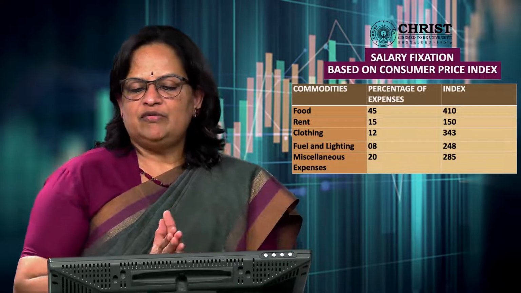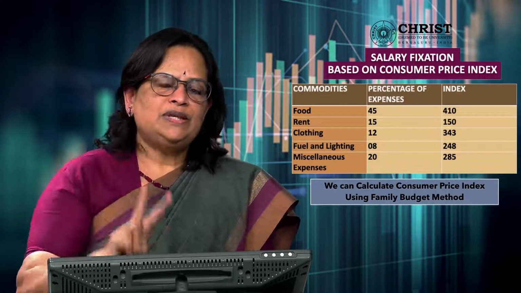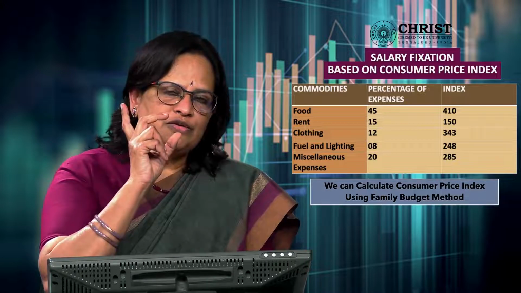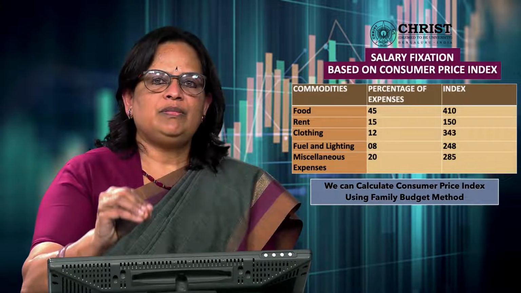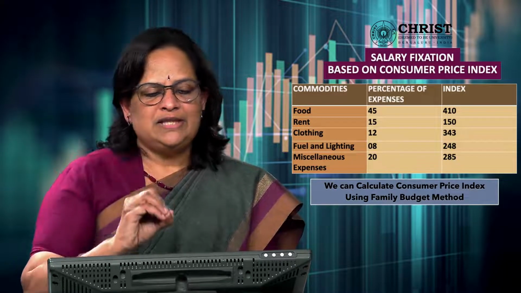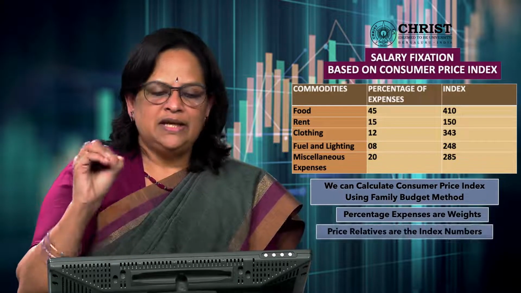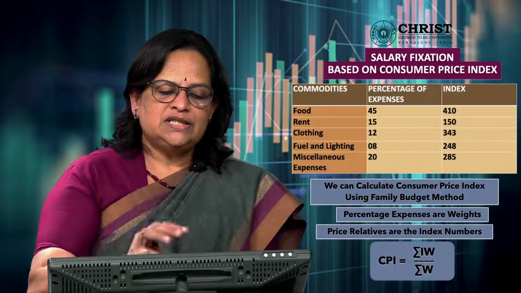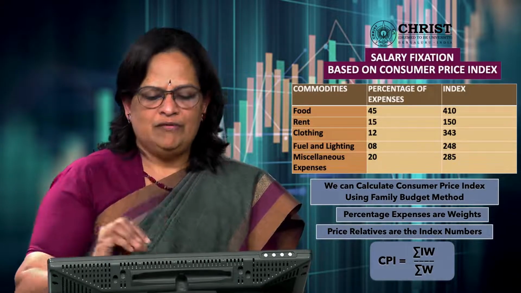As per the given information, we can calculate using the family budget method. We know that both methods will give the same answer. Based on the information, you have to decide whether to use the aggregate expenditure method or the family budget method. Here you can use the family budget method because index values and weights are given. The percentage expenses are the weights and the price relatives are the index numbers. The formula for calculating the consumer price index is sigma IW divided by sigma W, where I is the index and W is the weight.